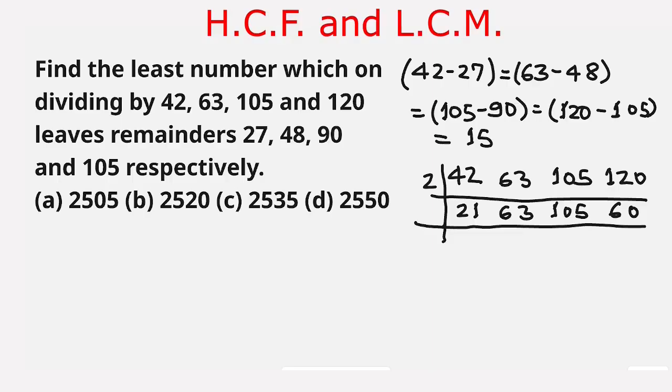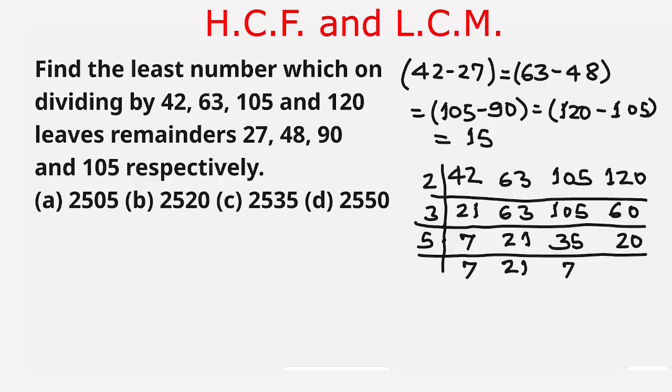Now we divide these numbers by 3. 3 divides 21 for 7 times, 63 for 21 times, 105 for 35 times, and 60 for 20 times. Now no two numbers are divisible by 3. So we divide by 5. We write 7 as it is, 21 as it is. 5 divides 35 for 7 times, and 20 for 4 times.